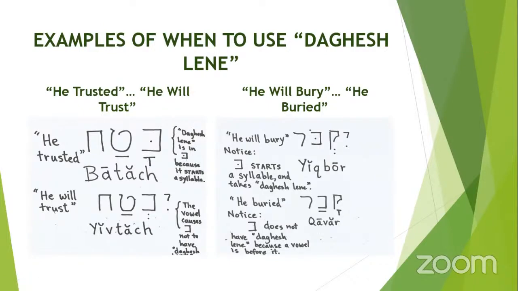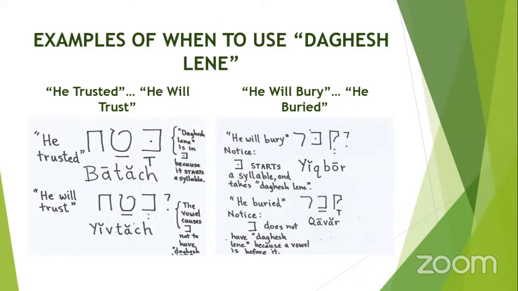The Dagesh Lene, it can go on the consonant that begins the word and in the middle, but it cannot go on the consonant that ends the word. Yes, that's correct. Okay. So it must start a syllable.